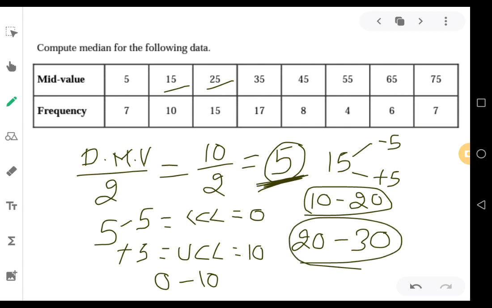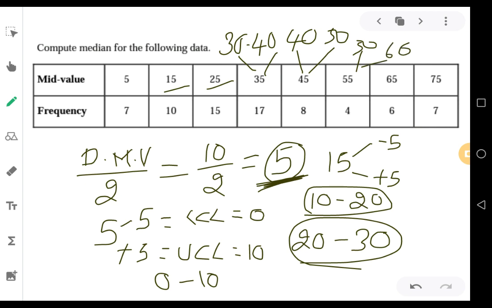So continue this process for all the mid values. If it is 35, 5 less gives 30, 5 added gives 40. So the class interval is 30 to 40. And for 45, if you subtract 5, that should be 40. If you add 5, that should be 50. So 40 to 50. And for 55, if you subtract 5, that will be 50. If you add 5, that will be 60.